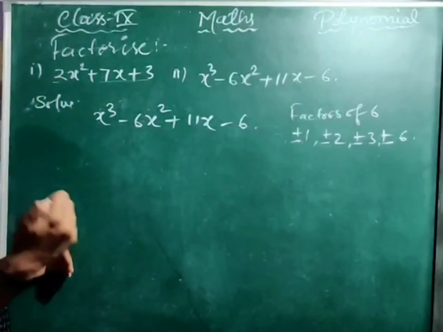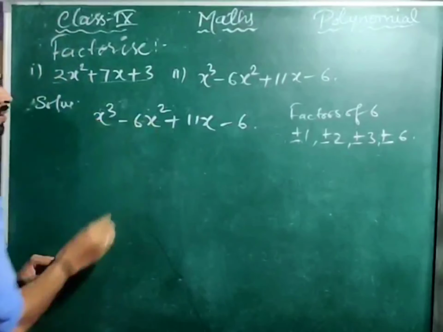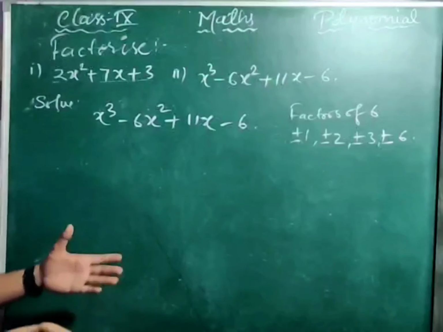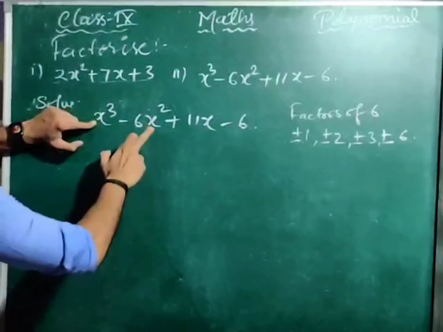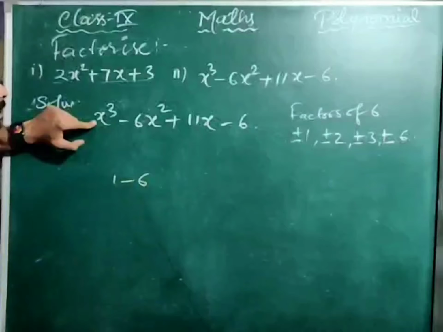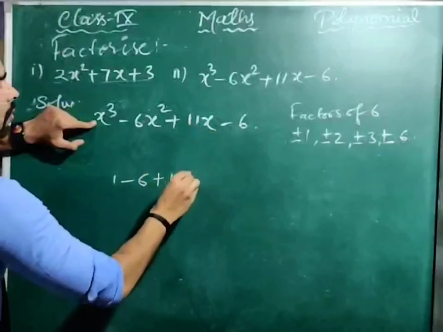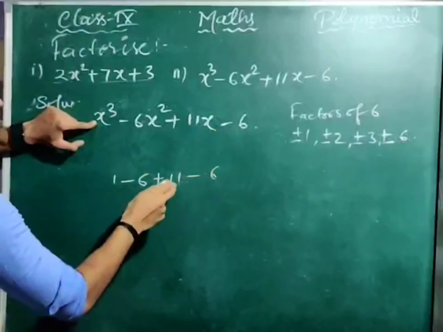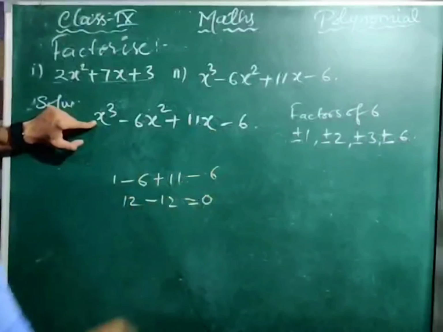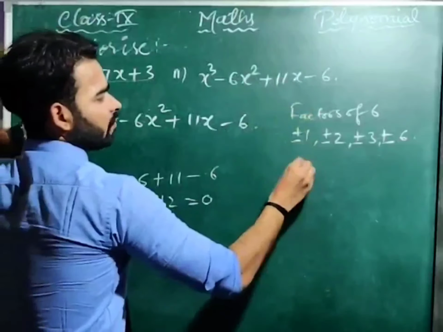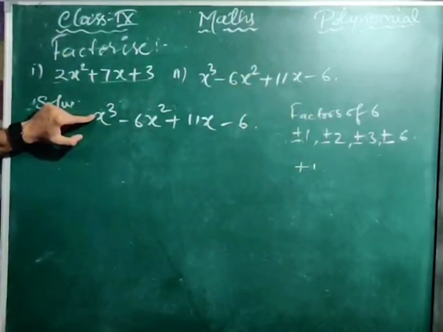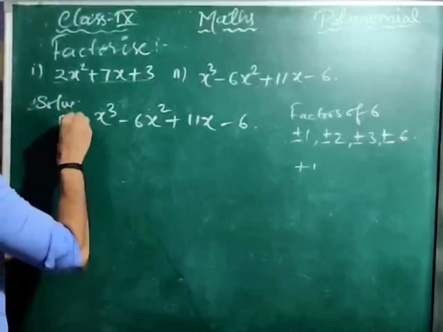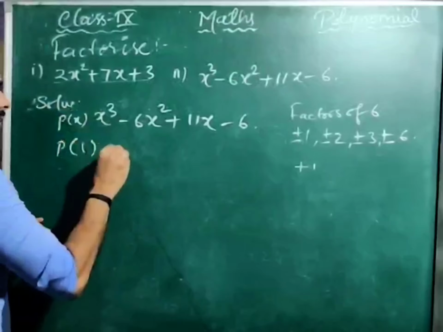So if we write plus 1 at the place of x, you can do it in rough, or by yourself also. Plus 1 gives 1 plus 1, 1 minus 6, plus 11, minus 6. So 1 minus 6 is minus 5, plus 11 is 6, minus 6, it will be 0. It means plus 1 is a root of this polynomial. I put 1 at the place of x and got the remainder 0. So we can say p(1) is 0, and x minus 1 is a factor of p(x).